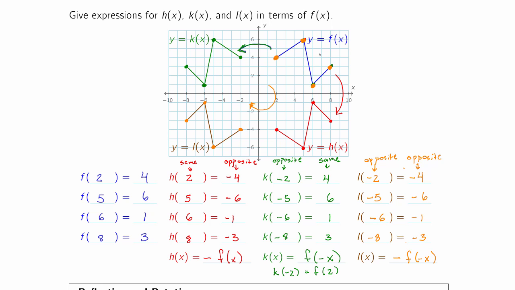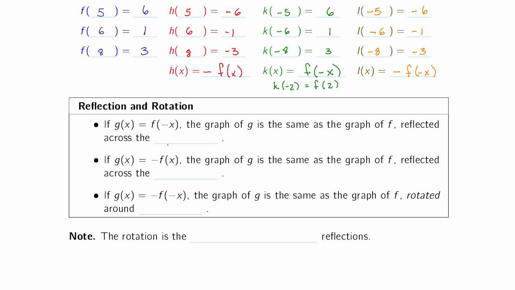So that 180 degrees is actually two changes. It's actually the other two put together. If we take the opposite inside the function, that's a reflection across the y-axis, a horizontal reflection. If we take the opposite outside the function, that's a reflection across the x-axis, a vertical reflection. And if we take both opposites, then we're rotating around the origin.